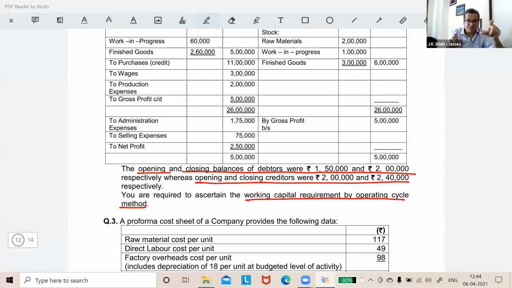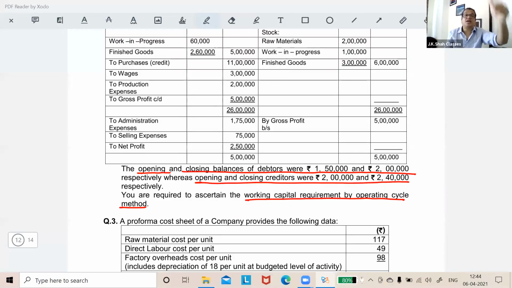Question number 10: raw material holding period, WIP conversion period, finished goods holding period, debtors collection period. Everything was given ready-made. The total was 140. Then creditors payment period was 60. So total came to 80 days net duration. Then we said that the firm's cash expenses are 18,90,000 for 360 days. You can read the question number 10 solution over there. Cash expenses were 18,90,000 for 360 days. So how much for 80 days? We got the answer 4,20,000.